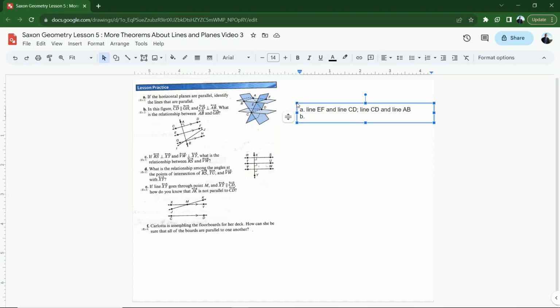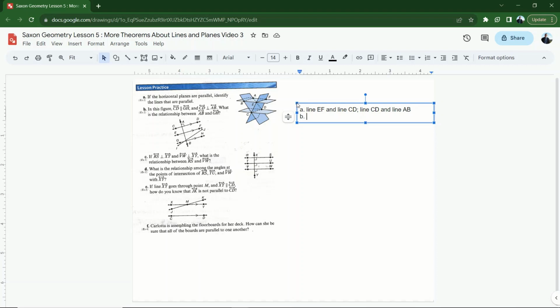All right, let's look at the complicated figure down below, letter B. In that figure, line CD is parallel to GH. We have that indicated for us by markers, parallel markers. And CD is perpendicular to AB. What is the relationship between AB and GH? Well, we know that AB and GH must be perpendicular.